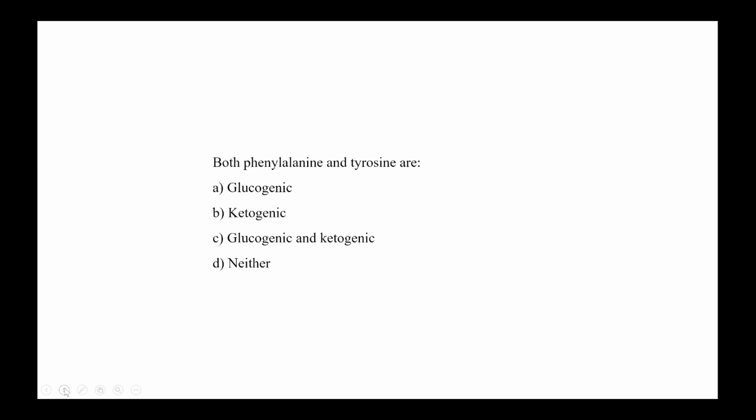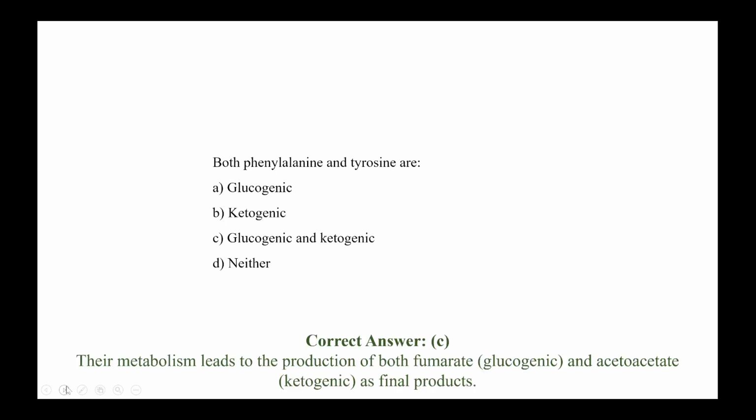Phenylalanine and tyrosine metabolism is basically a common pathway. Phenylalanine first gets converted into tyrosine, and then tyrosine gets converted into fumarate and acetoacetate via multiple steps. Fumarate is the glucogenic substrate and acetoacetate is the ketogenic substrate. So option C is the correct answer. Basically, of the final products, one is glucogenic, one is ketogenic.